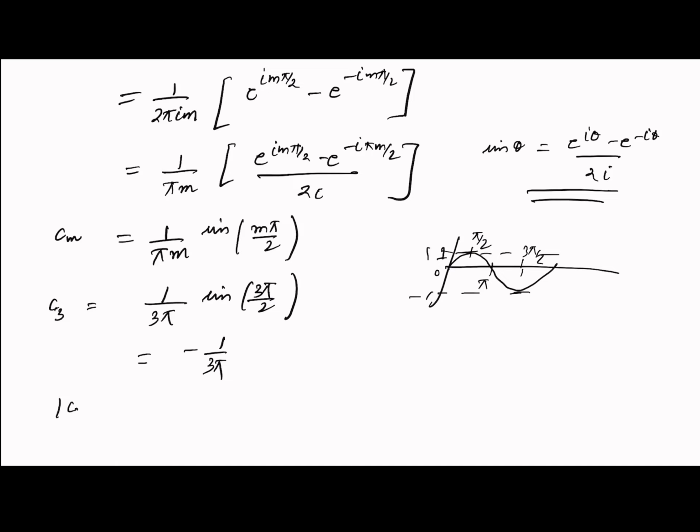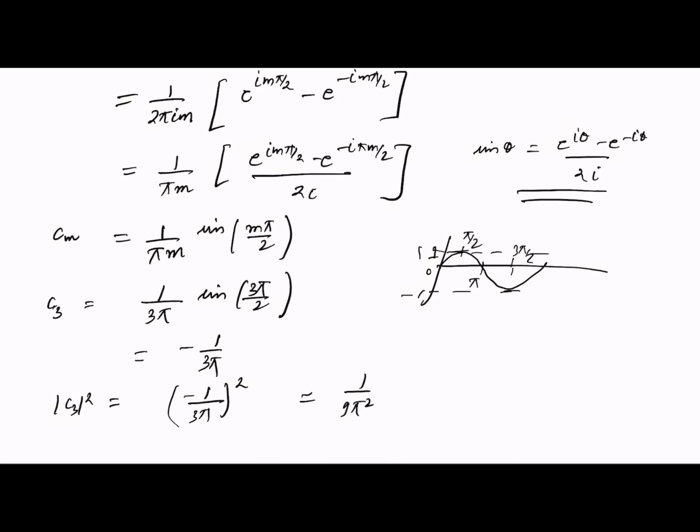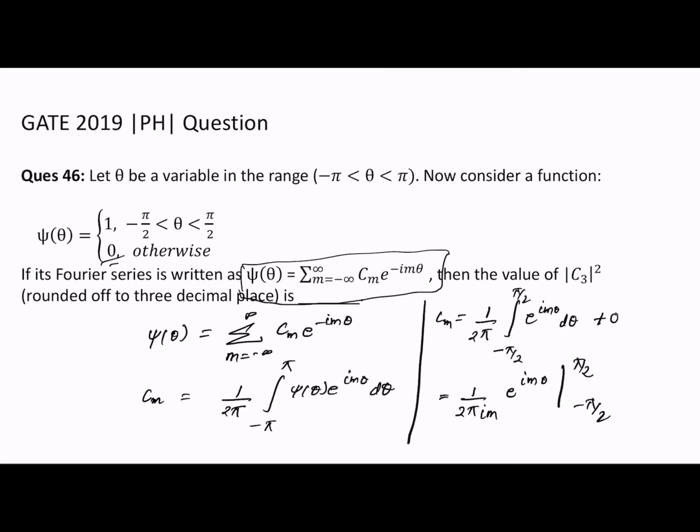Therefore, the square of this is just the square of this. It will come out to be 1 upon 9 pi square. When you just calculate it, you can put in the value in the answer. This comes out to be 0.01. So up to 3 decimal places the answer is 0.011. This is the answer for this question.